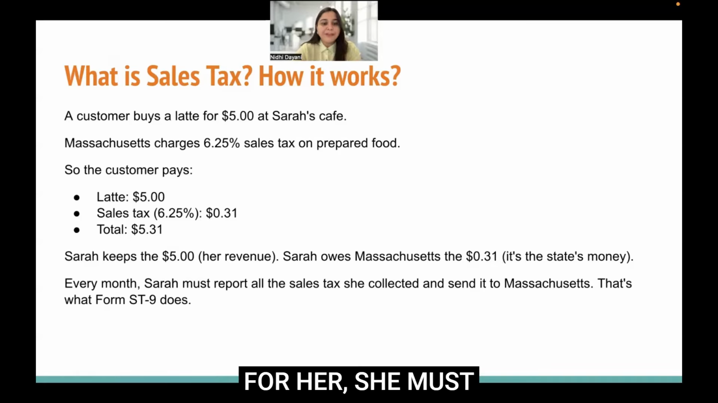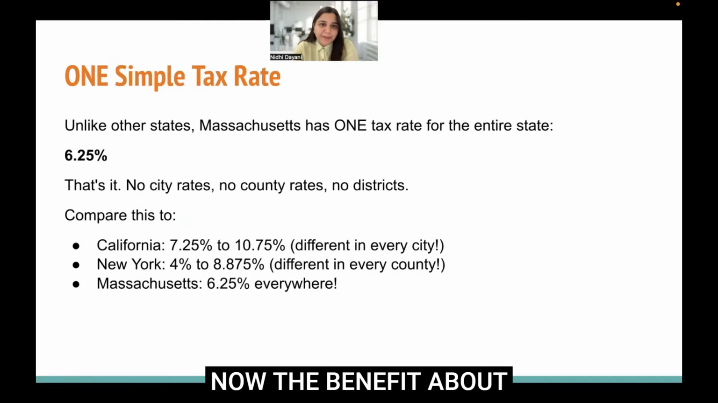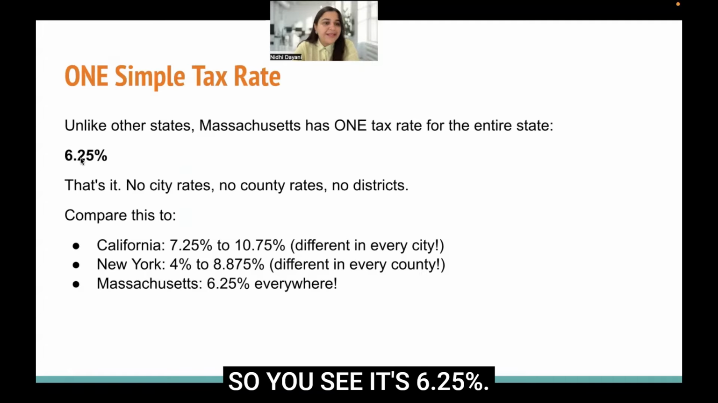For her, she must report it every single month that yes, she's collected this much amount of sales tax, and she needs to report it in a form which is called ST9 in Massachusetts. ST stands for sales tax. Now, the benefit about Massachusetts is that there is only one simple tax rate across the state. So you see, it's 6.25%, that is it. They do not have any city specific rates or any county specific rates or even districts.